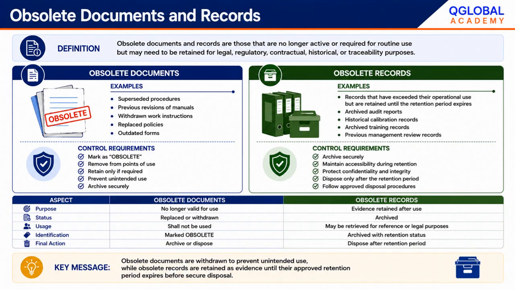Now, moving to obsolete records, these are records that have completed their operational use but are still retained within their defined retention period. Examples include archived audit reports, historical calibration records, archived training records, and previous management review records. Unlike documents, obsolete records are not withdrawn, but retained as evidence. These records must be archived securely and remain accessible throughout their retention period. It is essential to protect their confidentiality and integrity, ensuring they are not altered or lost. Once the retention period expires, these records must be disposed of securely in accordance with approved procedures.